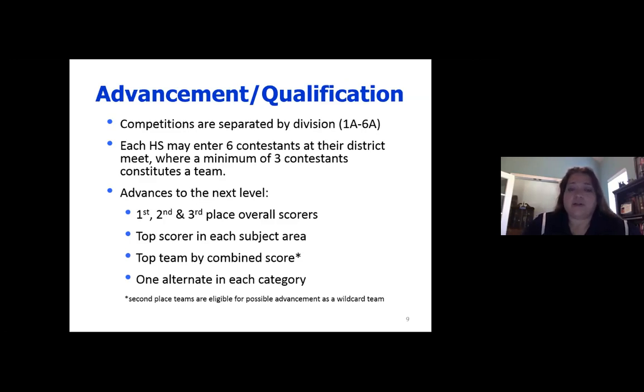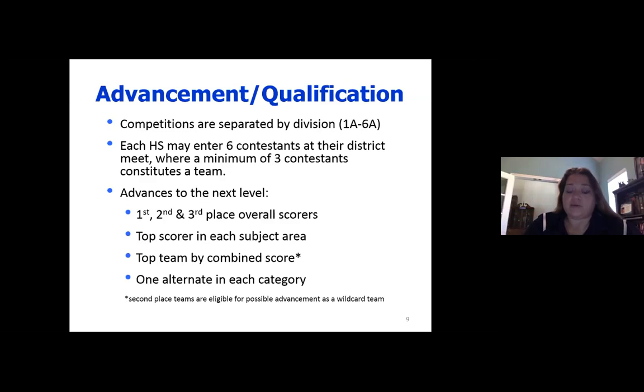Each high school can enter 6 contestants at the district meet. And then if there are 3 contestants, that's going to constitute a team. And so advancing to the next level, there's going to be first, second, and third place overall scores. Overall means the entire test, including all 3 sections, the biology, chemistry, and physics. And then the top score in each subject area can also advance. So there will be a high score in biology, the top score in physics, and the top score in chemistry that can all advance. And then the top team by combined score will also advance.